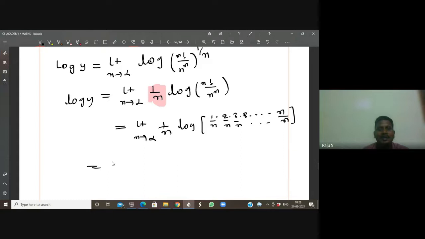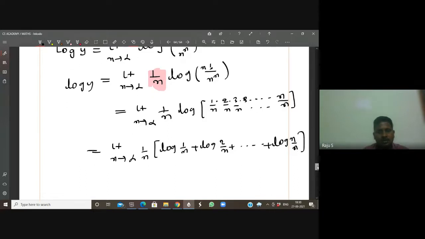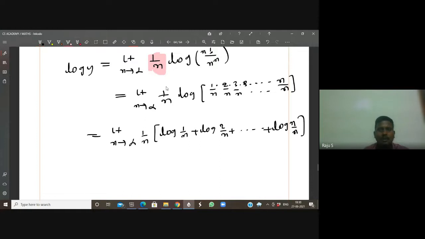So this is limit n tends to infinity 1 by n log. What is the log AB formula? Log A plus log B. Log ABC is log A plus log B plus log C. In the same way, that formula is for n terms. So log 1 by n plus log 2 by n plus log 3 by n plus and so on up to log n by n. I applied the log formula like that. Now can I write summation? Now we can write summation, 1 by n, summation r is equal to 1 to n.